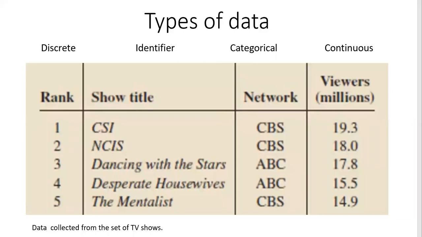Here's an example of different types of data collected from the set of TV shows. So rank is a discrete value. Now the show title is an identifier. And then the network is categorical data, and viewers, the number of viewers, is continuous data.